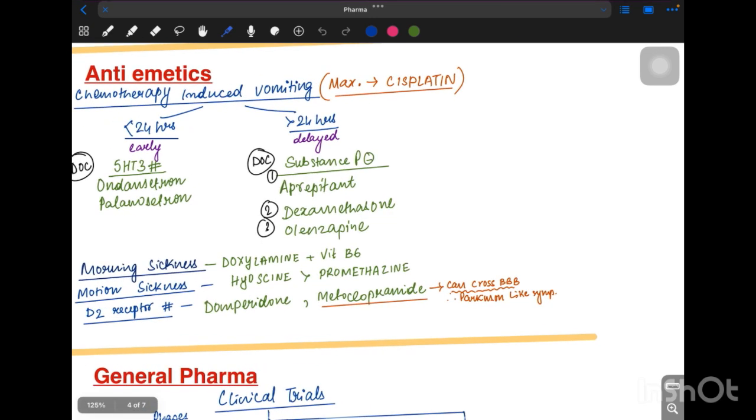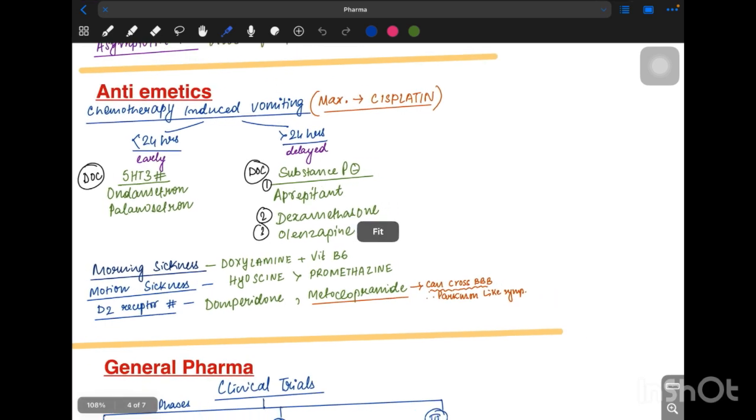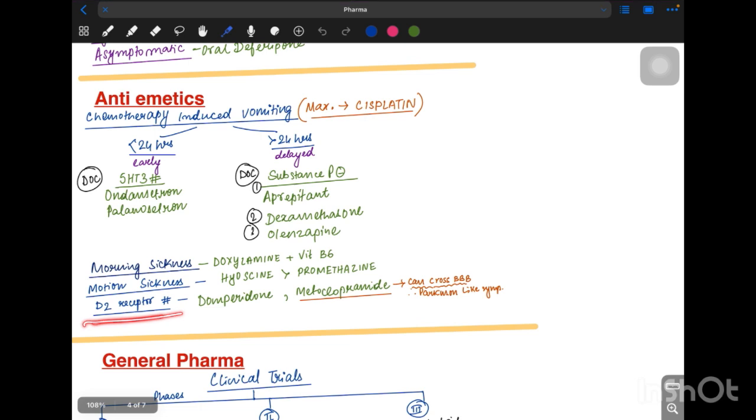Now, what are the other vomiting types? It will be morning sickness. In morning sickness, we have to give doxylamine and we can combine it with vitamin B6. For motion sickness, we can give hyoscine and most important is promethazine. Hyoscine is given first. If it doesn't work, we can give promethazine. Also dopamine receptor antagonists, which are domperidone and metoclopramide. Metoclopramide crosses the blood-brain barrier, so it can cause Parkinson's-like symptoms like bradykinesia and rigidity.